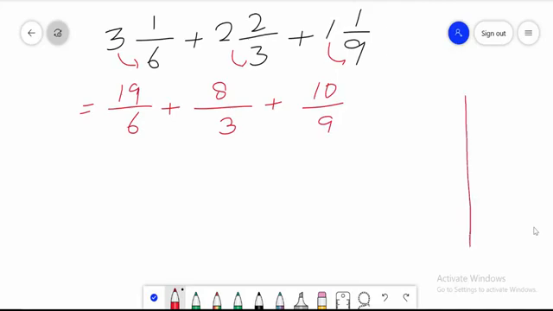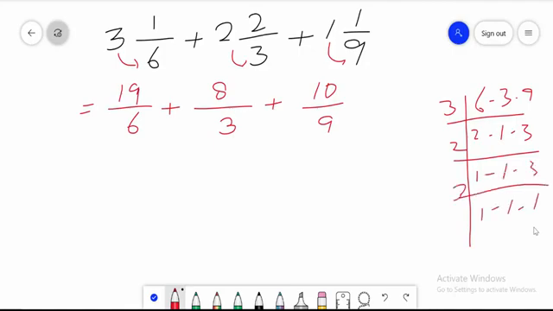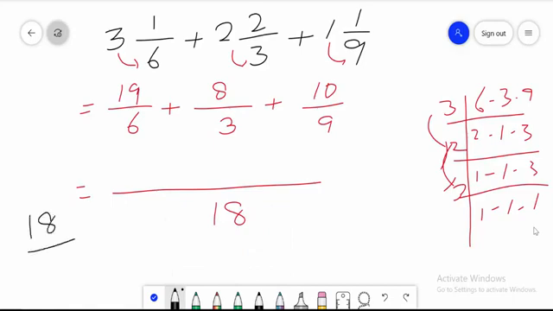So now we need to take an LCM. LCM of 6, 3 and 9. 3 twos are 6, 6 threes are 18. 18 is the LCM. Now just concentrate. If you were not clear in the previous question, 18 divided by this 6, 6 threes are 18, multiply with this 19, 57, plus sign.